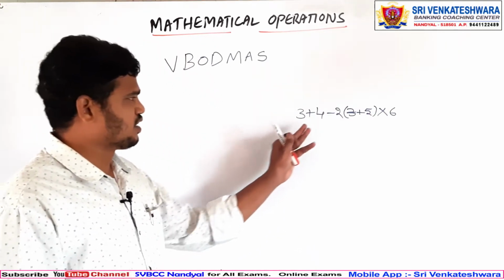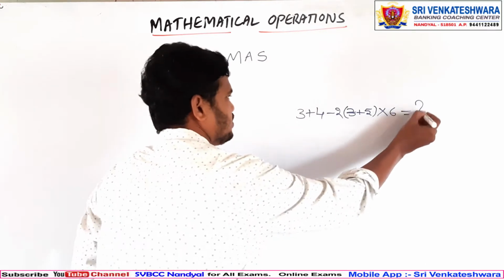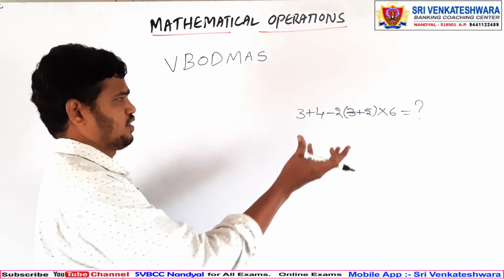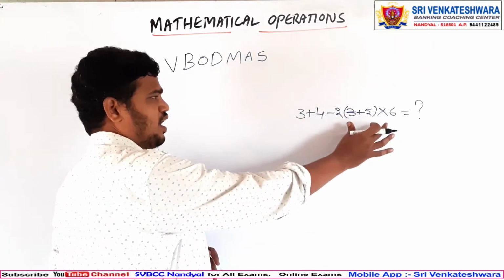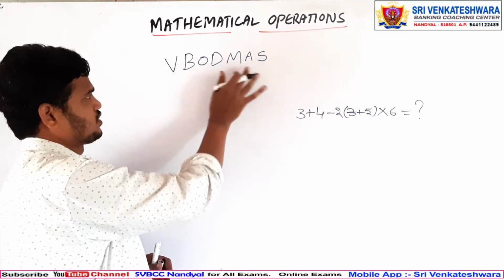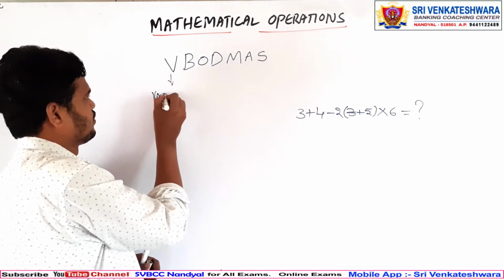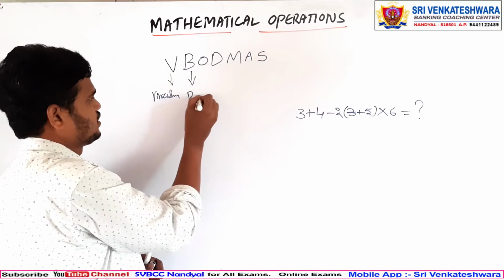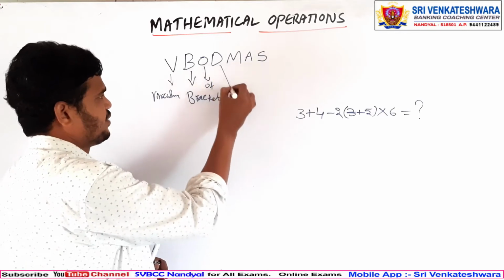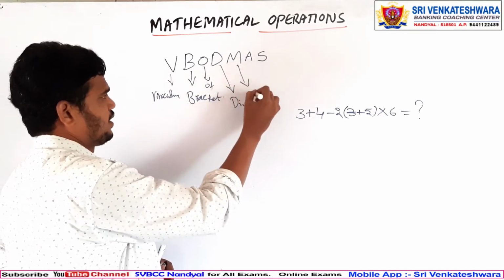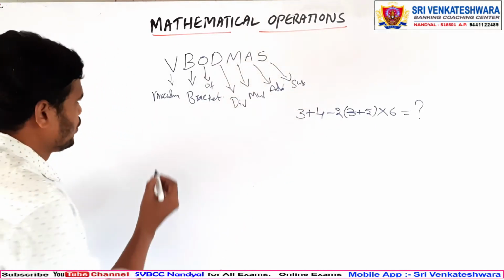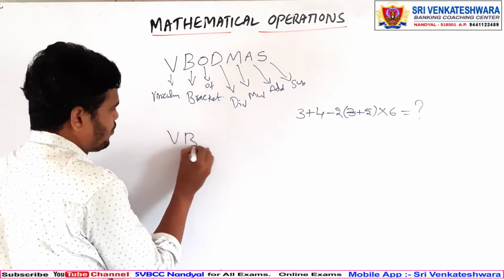So how can you solve this problem? Which one do you need to do first? You need to follow this one: vinculum, BODMAS. Here, vinculum, brackets, of, D means division, multiplication, addition, subtraction. So V BODMAS.